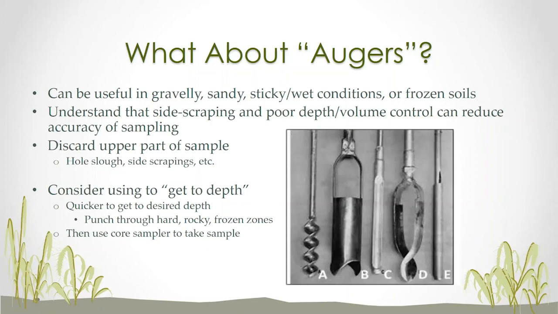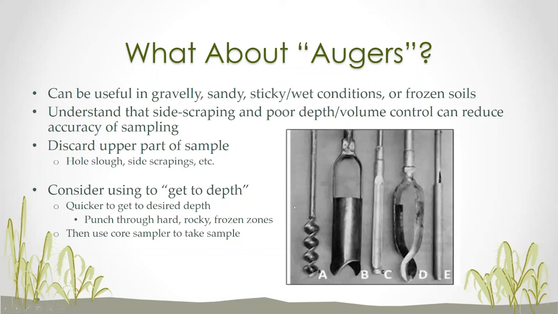Really sandy soils that don't stay well within a sampling tube as we extract it. Really sticky wet conditions that may not go easily into a core sampler, or even situations where we might be interested in sampling frozen soils. We don't do that very often, but flight augers in particular can be very useful in that. We do need to understand that this is a very aggressive, very disruptive sampling method. These are coring tubes, of course, and they were not applied, but flight augers, bucket augers, Dutch augers, like you see here in D, are very disruptive of the soil itself.